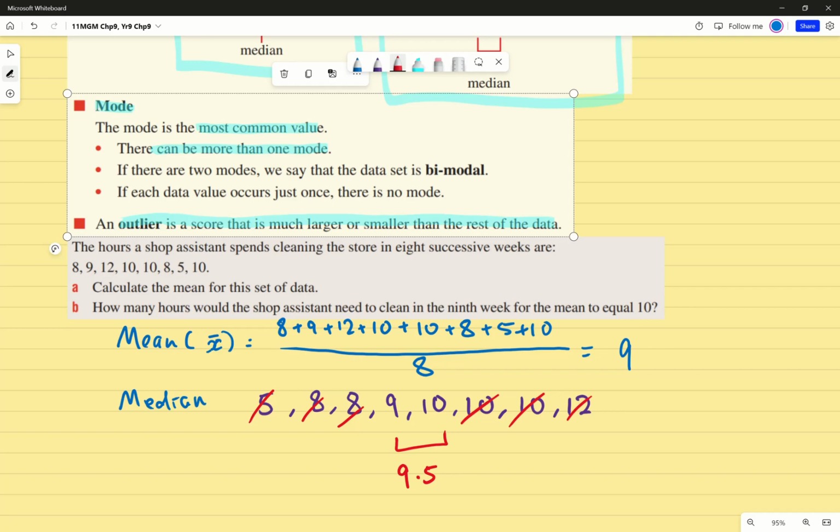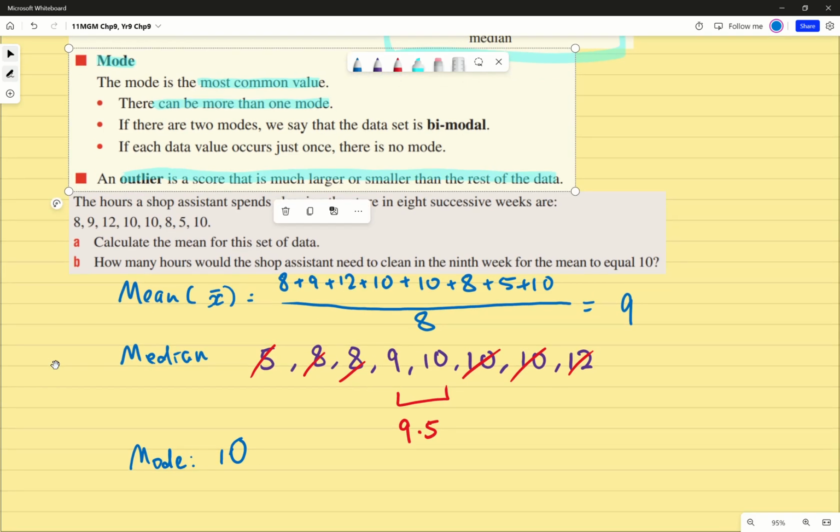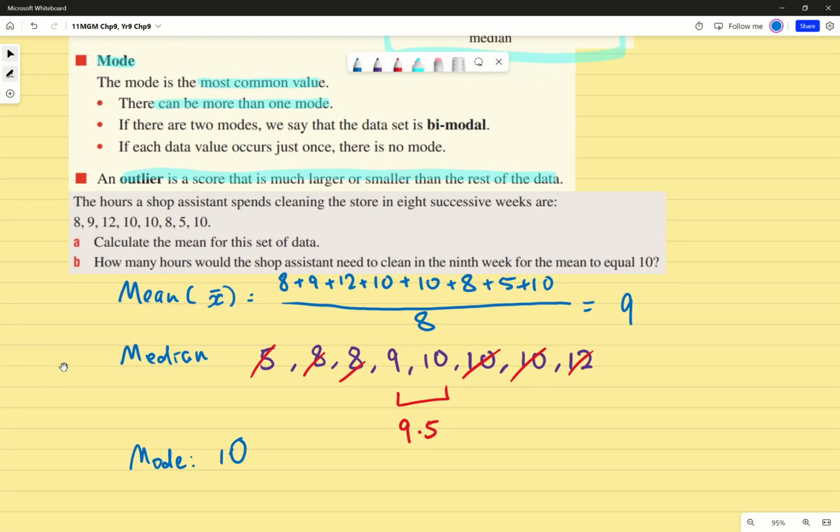Okay? And finally for mode, of course, a mode would be 10. It's the most common number, so we just write 10. Okay? Just to be clear, it is possible to not have a mode. It's also possible to have multiple modes, whichever one applies. Okay? So it doesn't have to be one mode only.